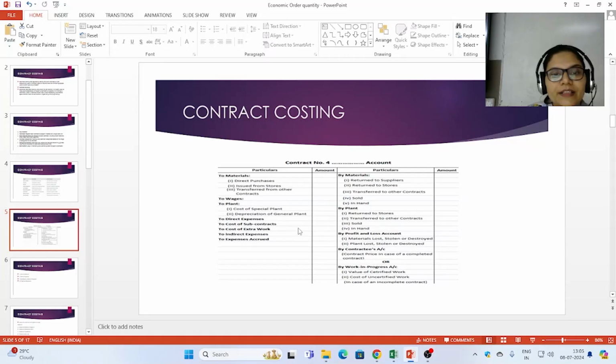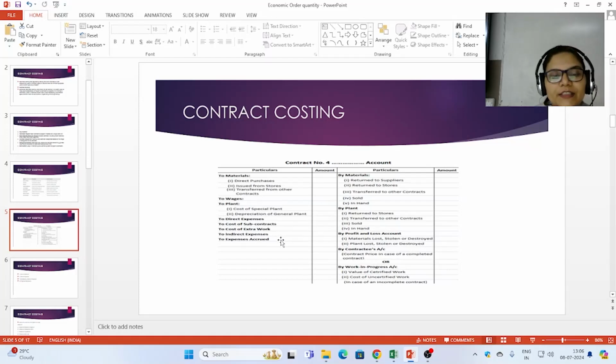Next is direct expenses. These are also part of debit side of this contract cost. The expenses incurred exclusively for a particular contract are treated as direct expenses and are chargeable to that contract for which incurred. For example, a plant hired for a special contract will be charged by the hire charges, or fees paid to the expert for consulting him with regard to a specific contract will be treated as direct expense.